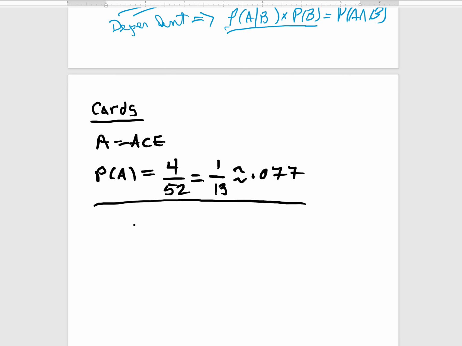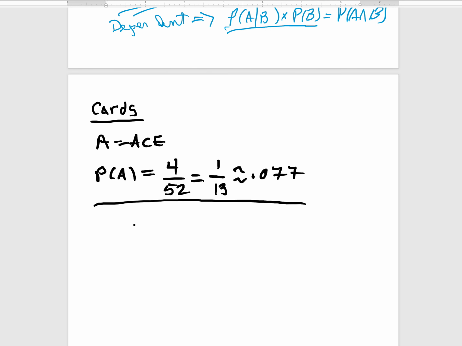Now let's say I put that back. Whatever card I pick, I put it back in the deck and shuffle it again. Well, this is with replacement. I replaced the card into the deck, shuffled it again, made sure it was random, picked another card. What's the probability of picking an ace the second time? Well, it's still 4 out of 52 or 1 out of 13 or 0.077, because I replaced the card.